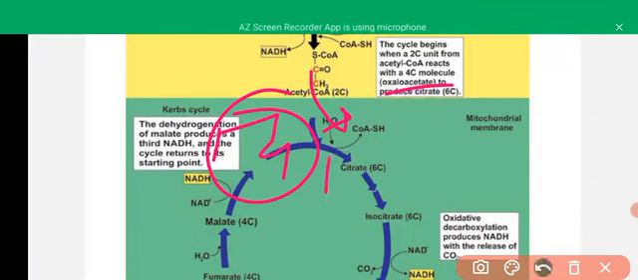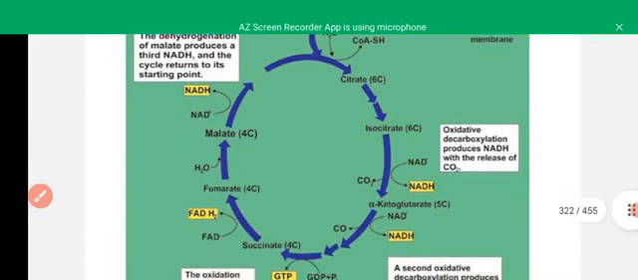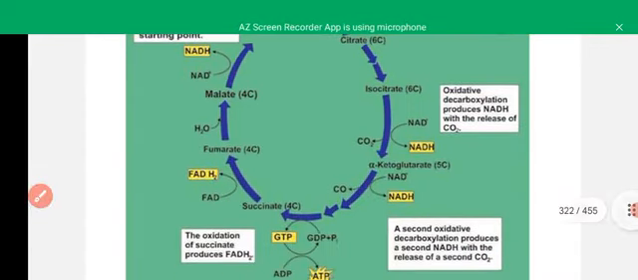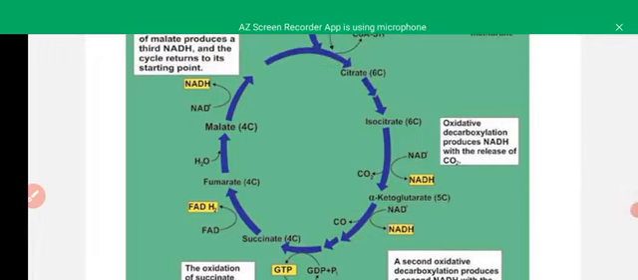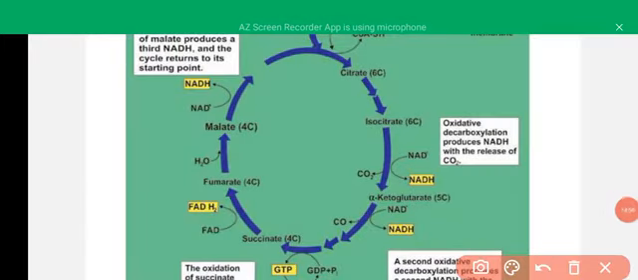Then citrate is converted into its isomeric form, isocitrate, containing 6 carbon atoms. Here it is further oxidized and decarboxylated also. NADH is produced and carbon dioxide is released, and it is converted into alpha-ketoglutarate, a 5 carbon compound.